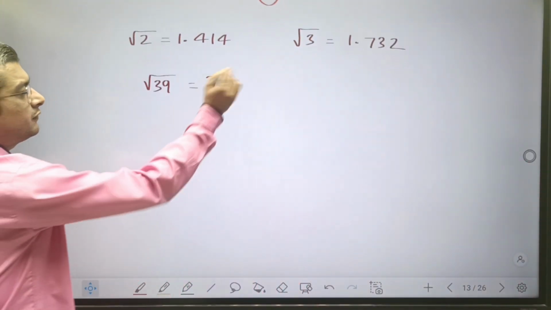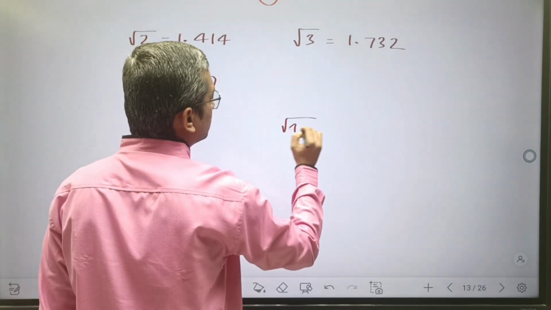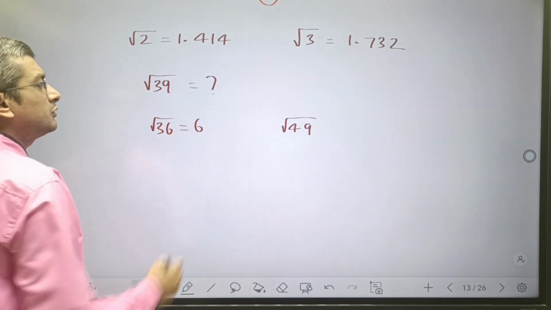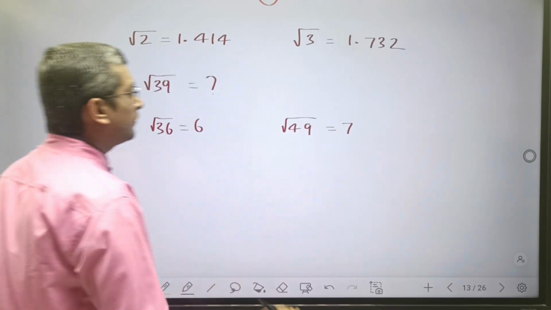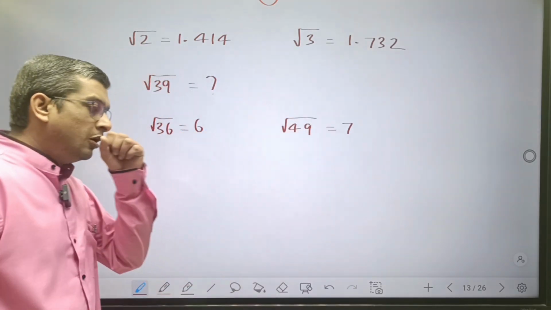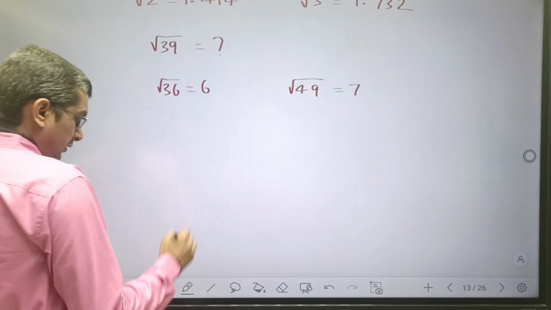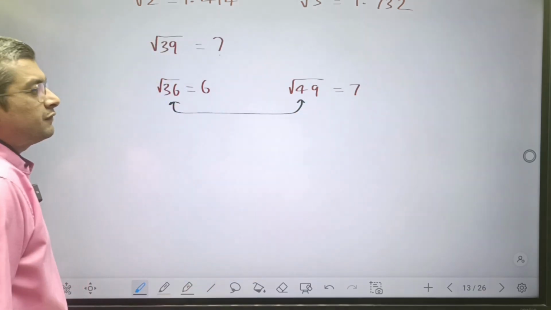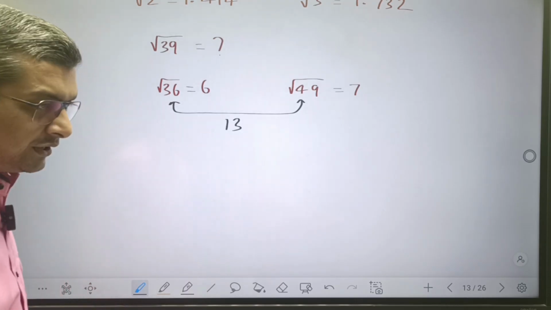So observe carefully. Root 36 and root 49. Now observe the perfect squares. Just before this number is root 36 is equal to 6, and just after this number is root 49 is equal to 7. It means that the value of root 39 must lie between 6 and 7. Very common sense. Now the second step is to observe the difference of these two numbers, that is 36 and 49. The difference is 13.